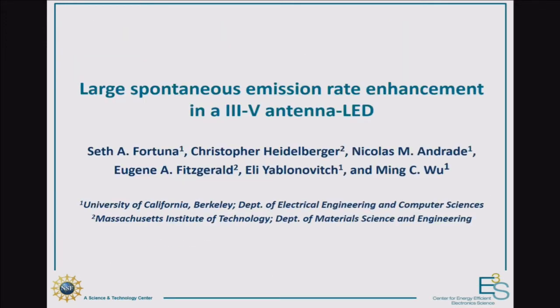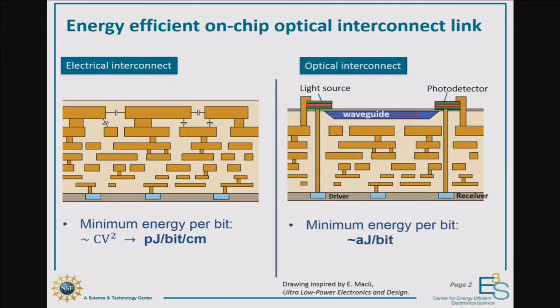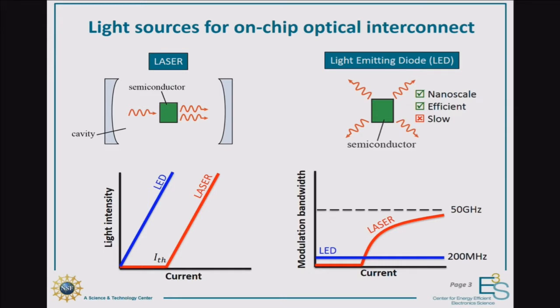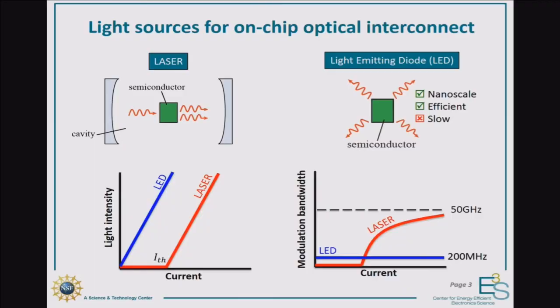Now you could also use a light-emitting diode. A light-emitting diode has some nice properties. We don't need to worry about a cavity, so we can scale the light-emitting diode into the nanoscale relatively easily. We know from solid-state lighting that's all around us that LEDs can be made very efficient, but the problem is that they're rather slow. The modulation speeds of LEDs are typically limited to a couple of hundred megahertz.